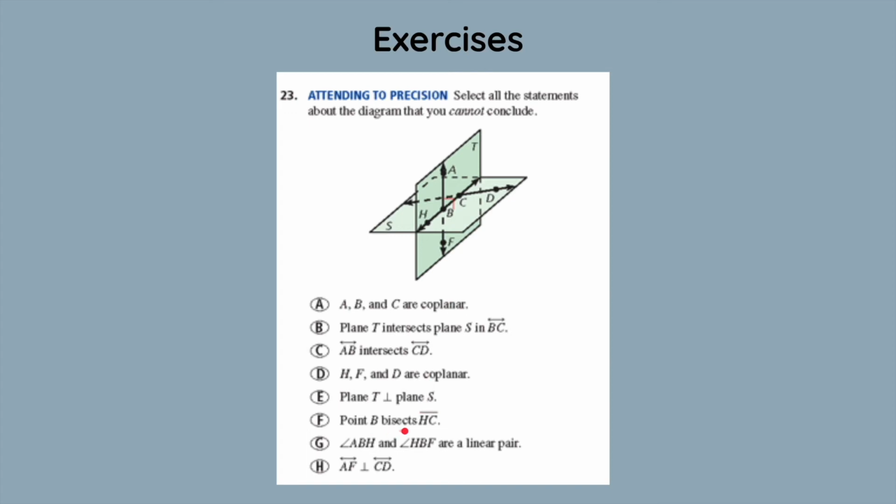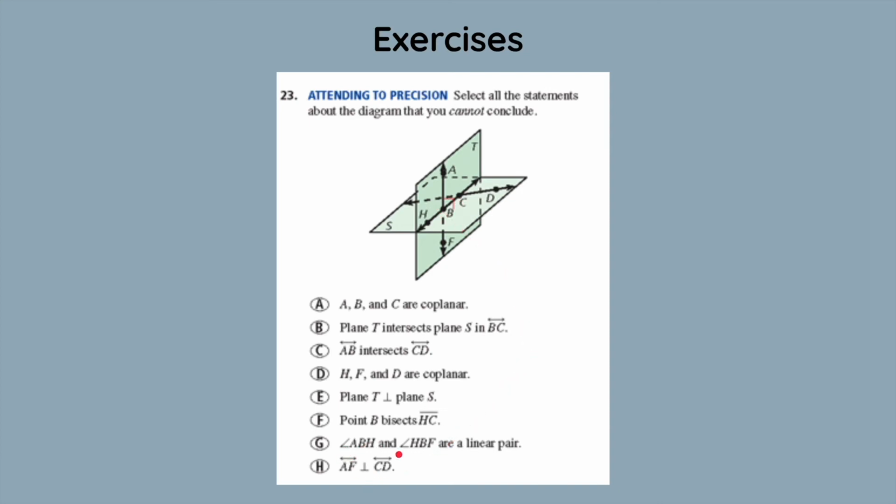Point B bisects segment HC. So we have point B and segment HC. And we do not know that. The only time we can conclude if it bisects this line is if we have those congruent marks. But since we don't have those congruent marks, we cannot conclude that.